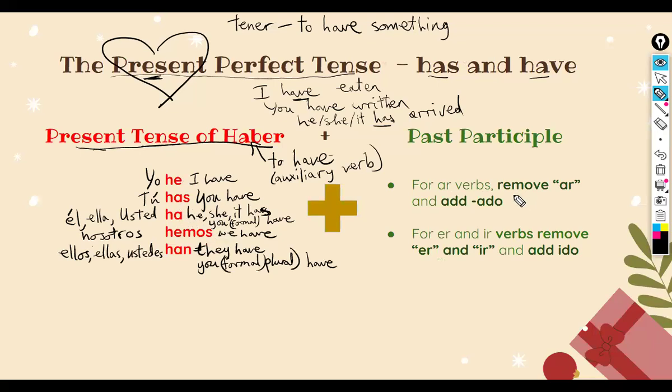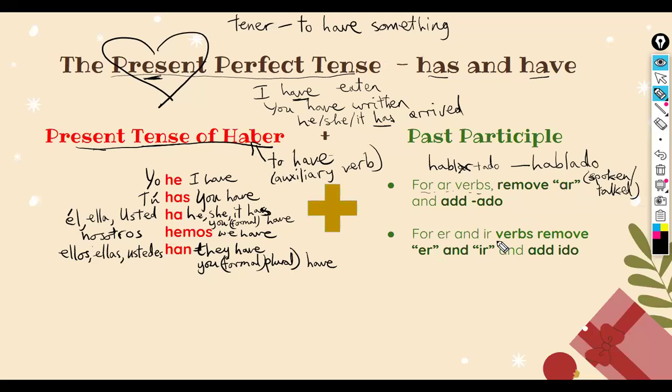So if we come over here, for AR verbs, like hablar, for example, we remove the AR, so we get the stem. The AR is the ending. We have the stem, and we add ADO. So that gives us hablado, and this means spoken or talked. So you might want to say, I have talked with him or her, right? You have talked, they have talked, we have talked.